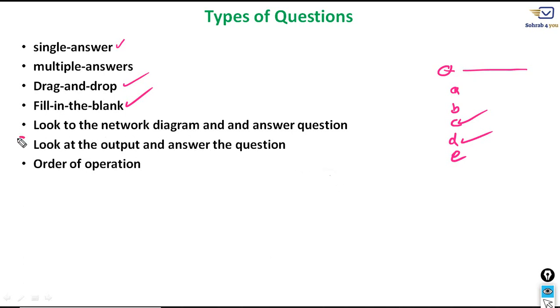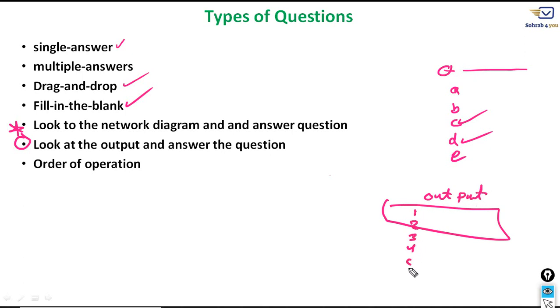Guys, this is one of the most important. Be careful. They give you the output. For example, five outputs are there. Then which output is correct or which output is matching? Then the order of the operation, for example, which things come first, second, third, fourth, like this.